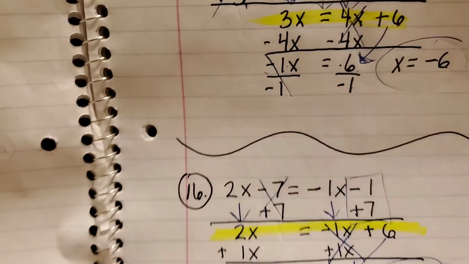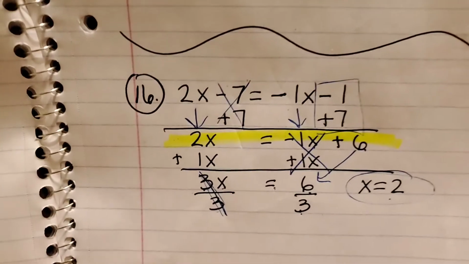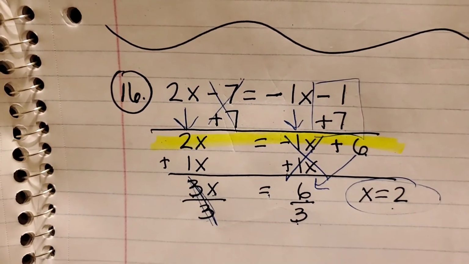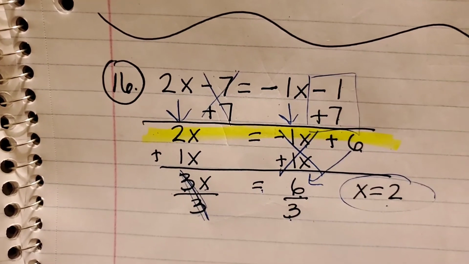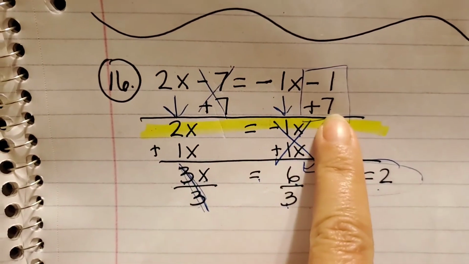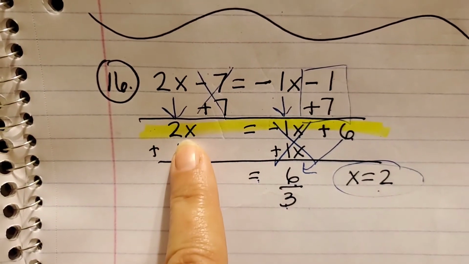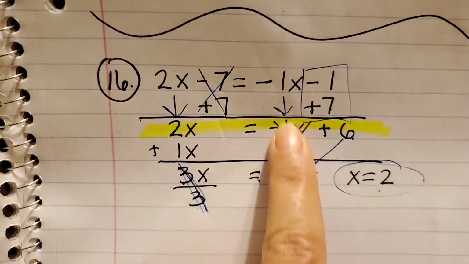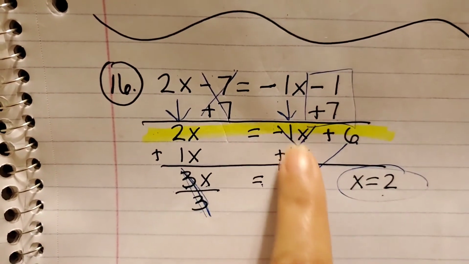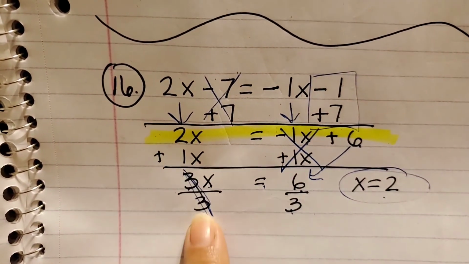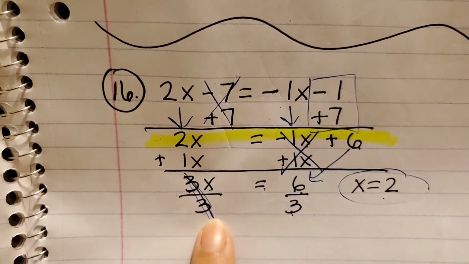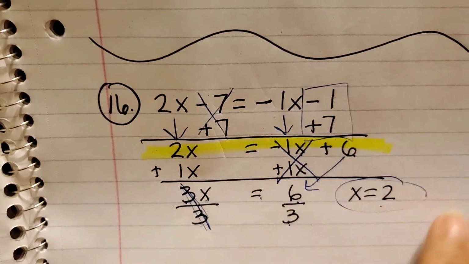Okay, let's look at number 16. 2x minus 7 equals 1x minus 1. Pretty much the same type of problem. You're just moving this 7 over here by doing the opposite. So you get your 2x equals, bring down your negative 1x plus 6. Then you have to move the 1x over here, giving you 3x equals the 6. And then, of course, dividing. 3 goes into 6 2 times.